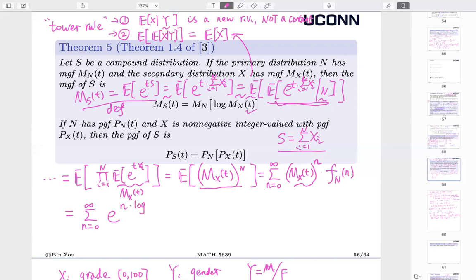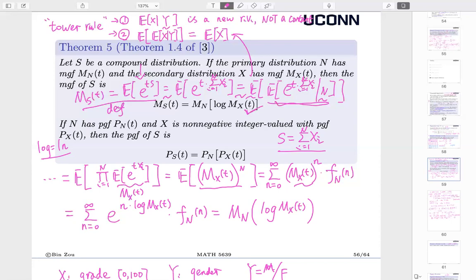Okay, I can write log M_X(t). By the way, I treat them to be the same, so the natural logarithm, times n. Now I recall the definition of moment generating function. For instance, I can look at it here. So I know this is the moment generating function of N evaluated at log M_X(t), right? So I just proved this result.